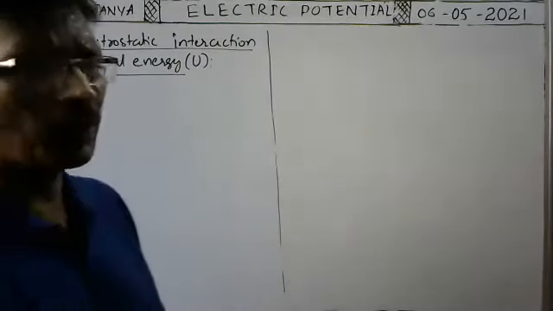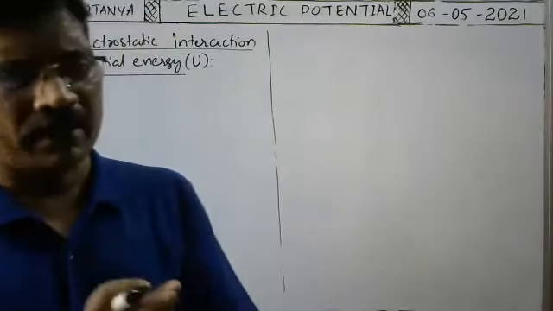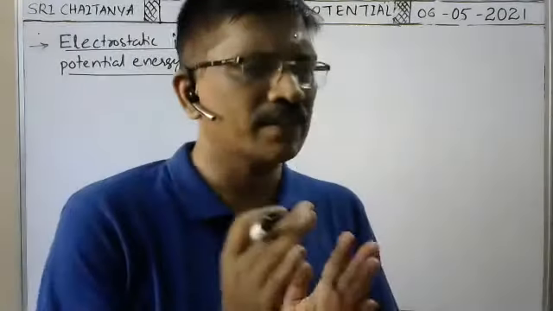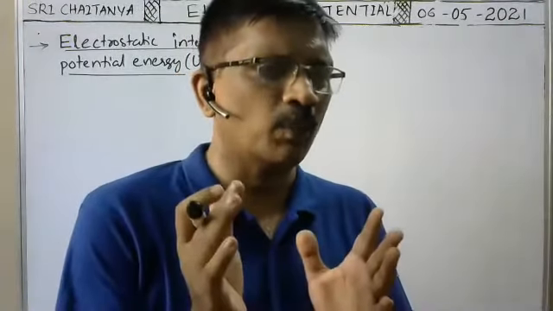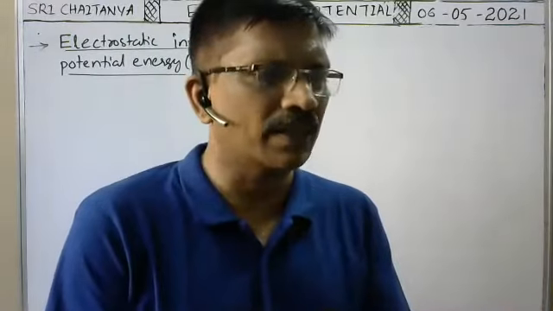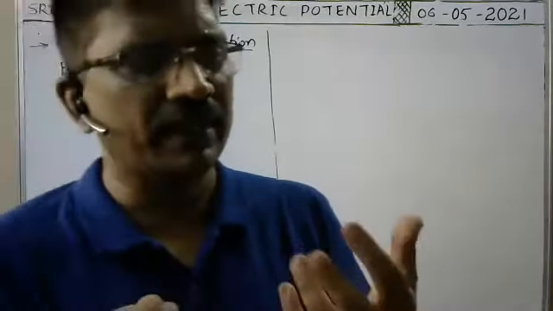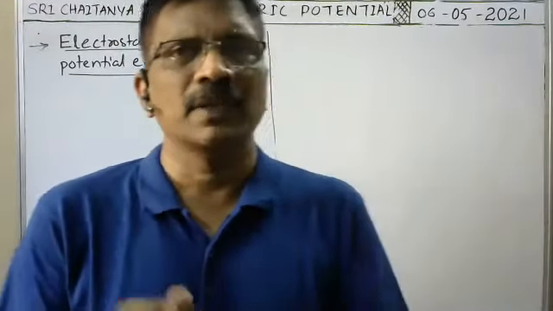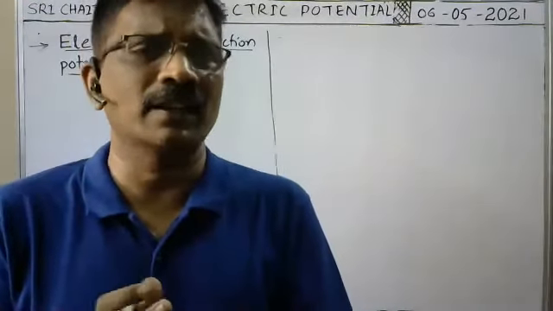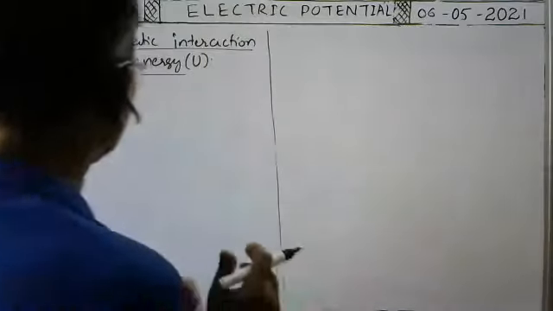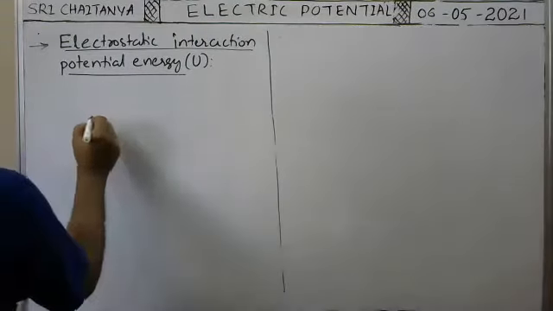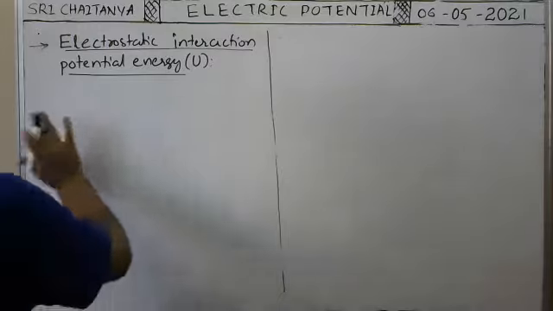Electrostatic interaction potential energy. Whenever there is an influence of one charge on the other charge, whatever potential energy is stored in the charges, that is called interaction potential energy. Because of the repulsion force or the attraction force between the two charges, some energy is stored by the two charges, that is called interaction potential energy. Okay, so for that, for example, first it is the space.